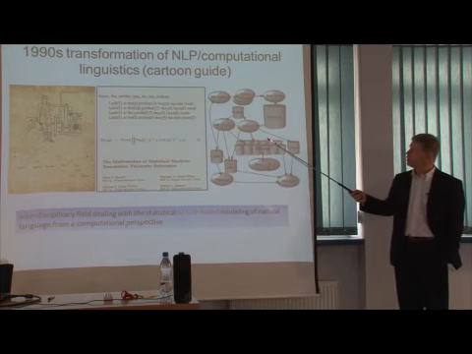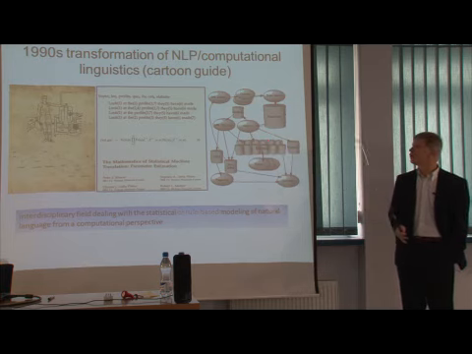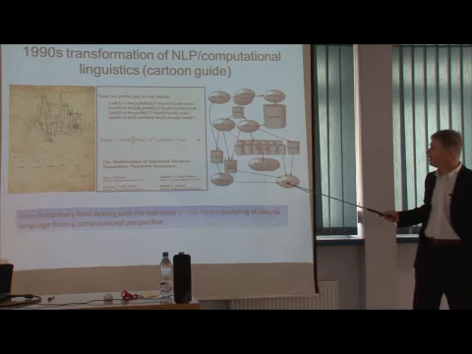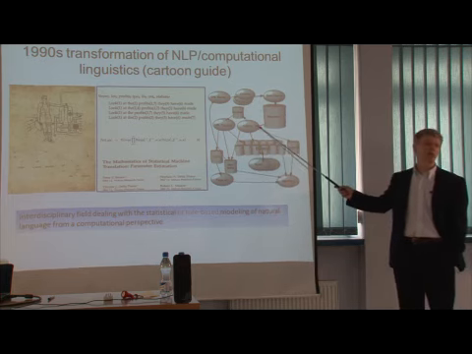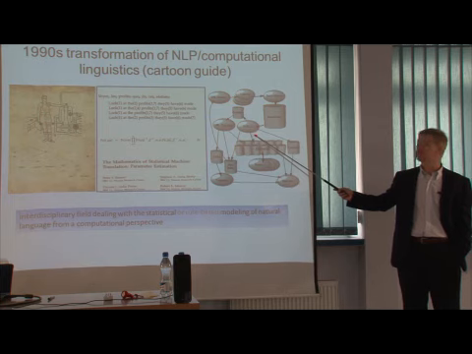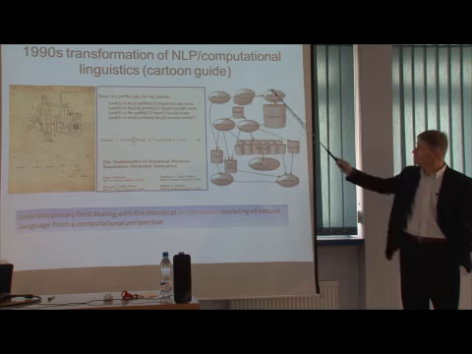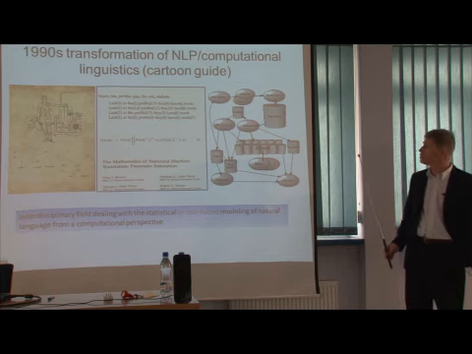What you see on the right is something that happened in the late 90s. So any guesses? All right, so what you see on the right is an architecture diagram of the first Google system, okay? So Google happened basically at the end of the 90s, and this is the architecture of the first Google system.